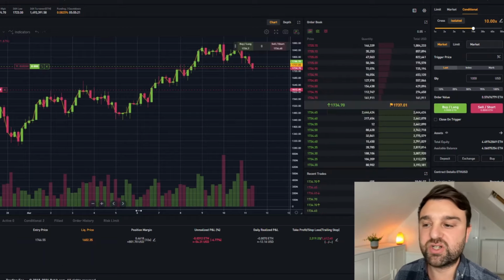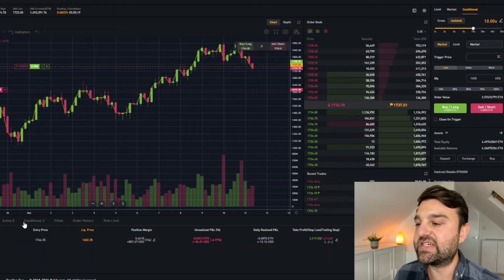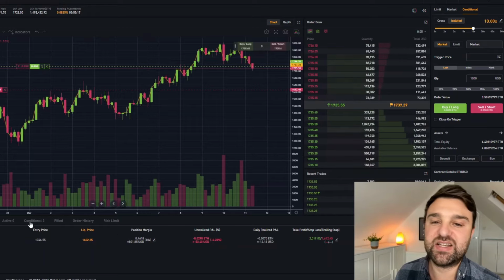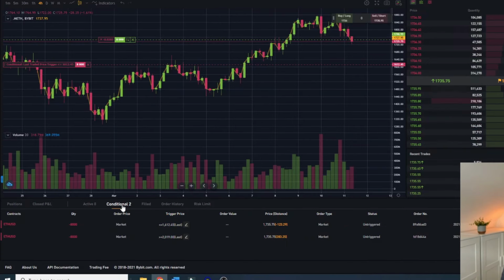When you set a stop loss or a take profit, it also counts as a conditional order, so to speak. You can see here if I go into my conditionals, I've got a price set here of 1,612, that's my stop loss, and I've got 2019. Both of these are orders. They are stop loss and take profits, but they count as conditional orders.